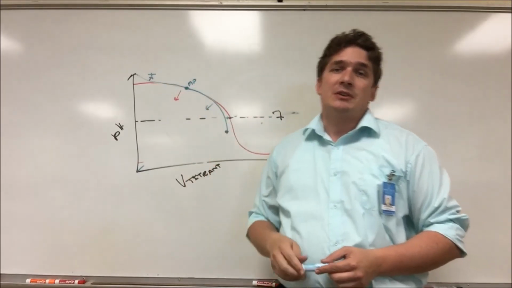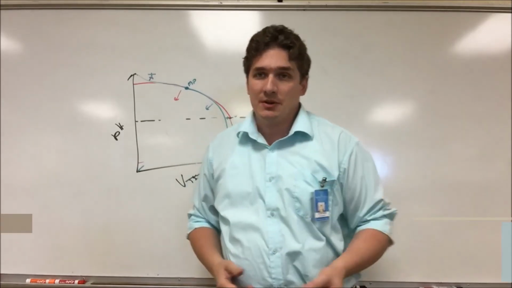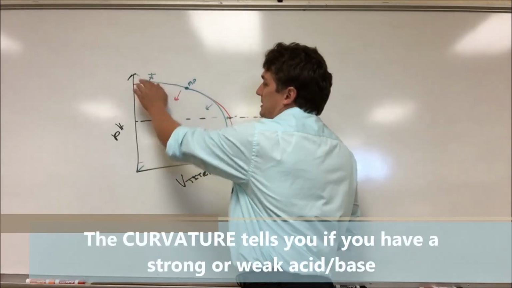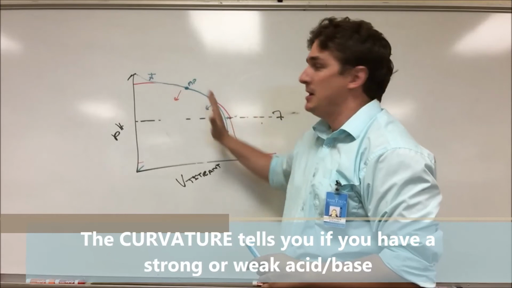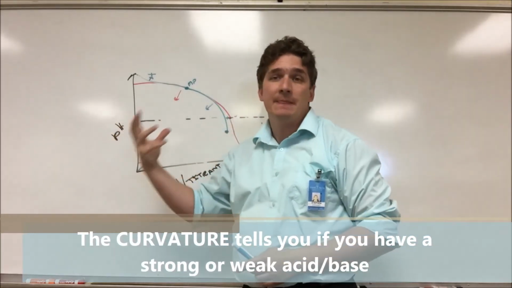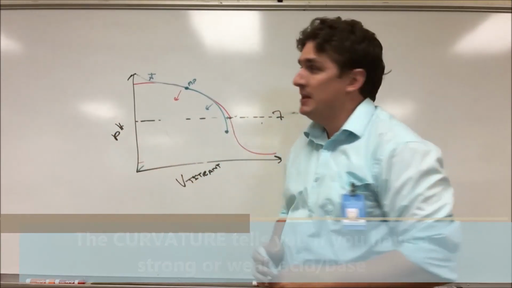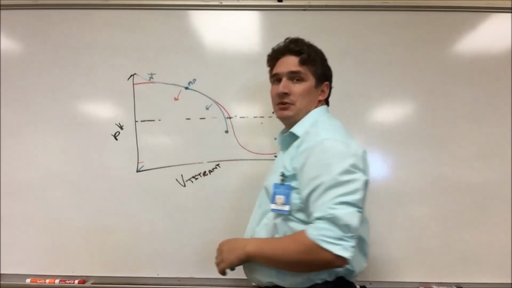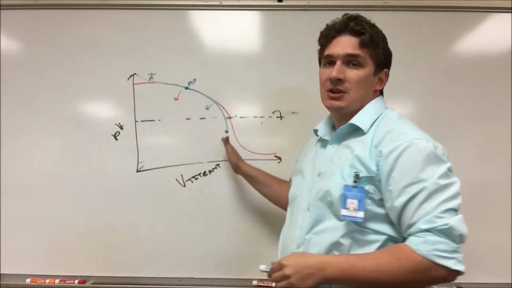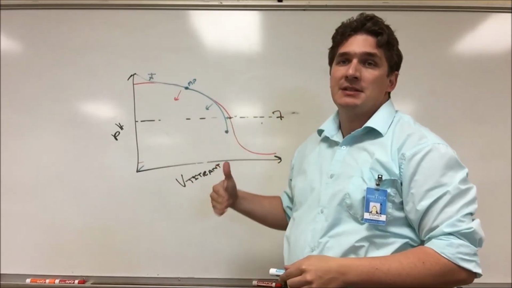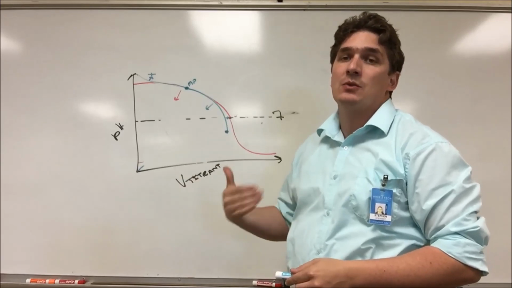The curvatures are going to tell you if you're working with a weak or a strong. If the curvature is always the same, so for a base always pointing down and for an acid always pointing up, that's a strong acid or base. If you see curvature in one direction beneath the midpoint and then a change in curvature on the other side of the midpoint, this is an indication that you have a weak acid or a weak base.